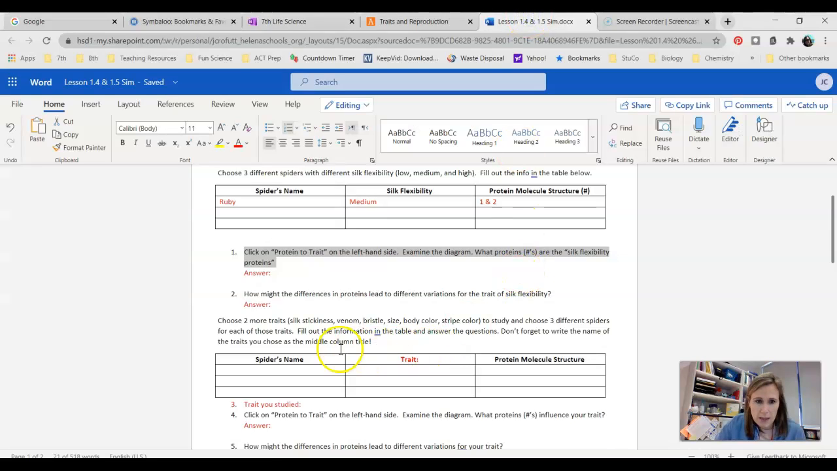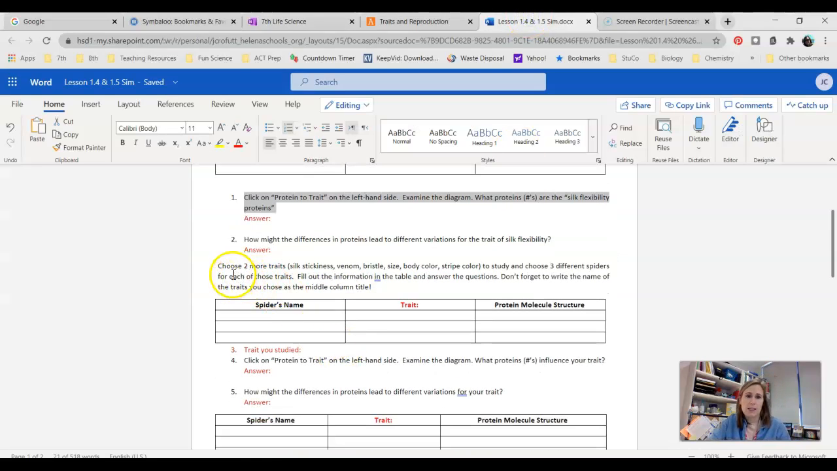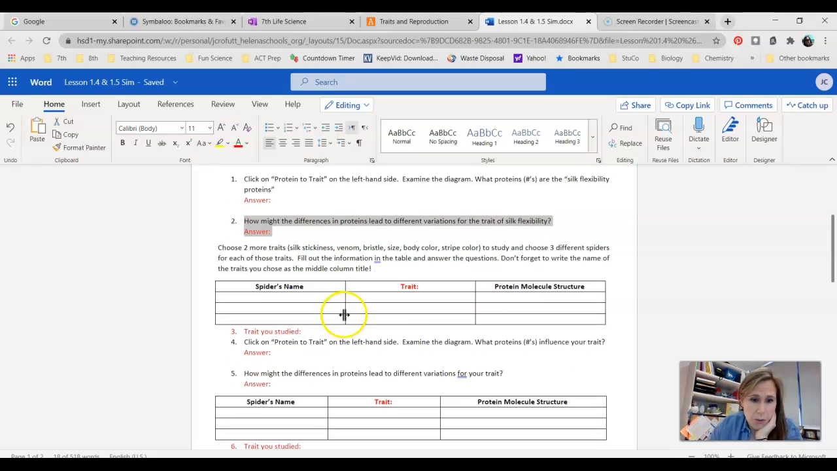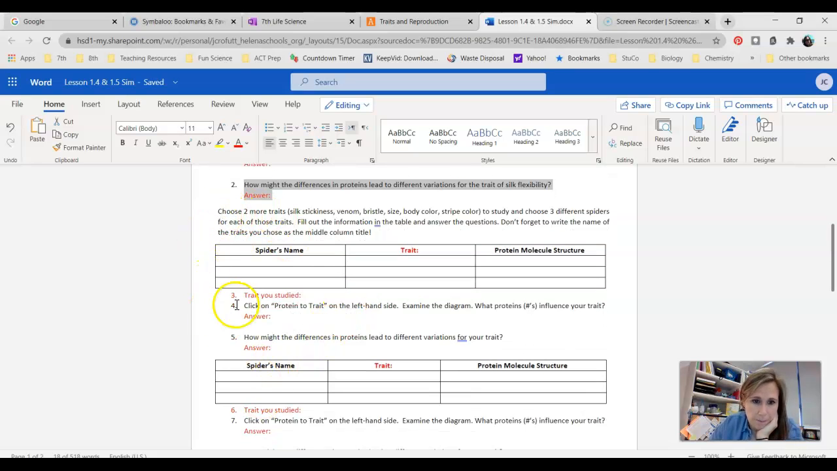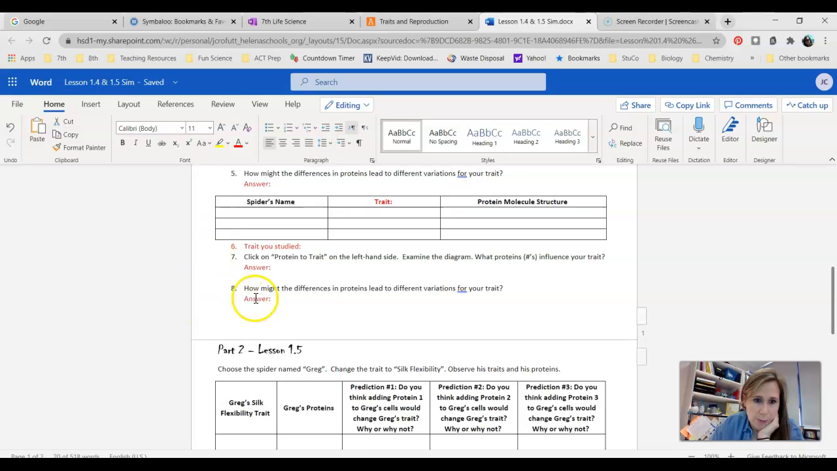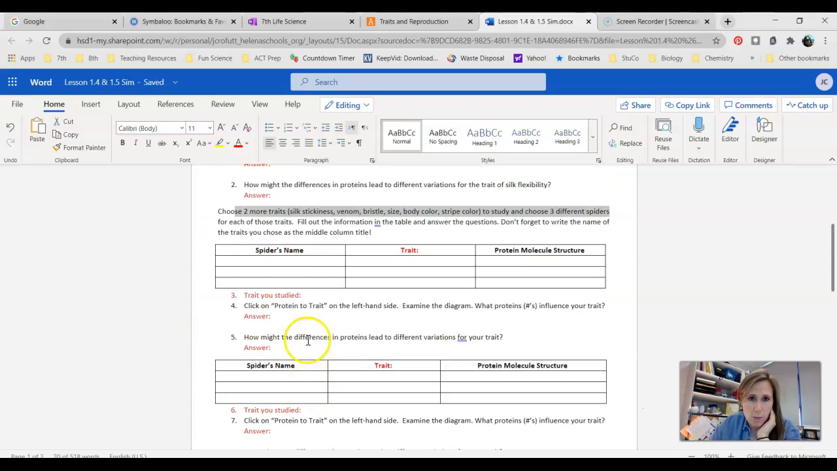Okay. And then what you're going to do for the next part is you guys are going to choose 2 more traits. So don't forget to answer question 2 here. How might the differences in proteins lead to different variations? Again, we've talked a lot about that just with looking at these examples and going through the simulation. So on the next 2 tables you see, so right here, so choose 2 more traits down to question 5. And then again, this table to question 8, you guys are going to pick 2 more traits.